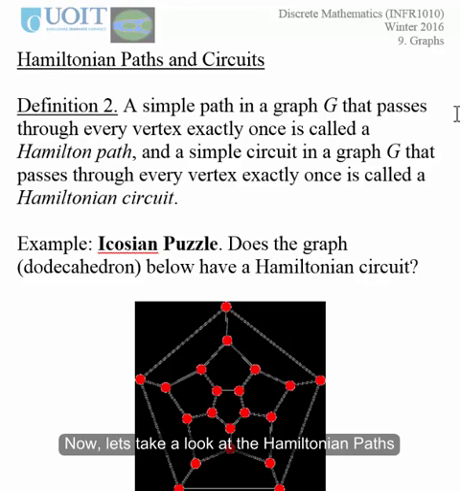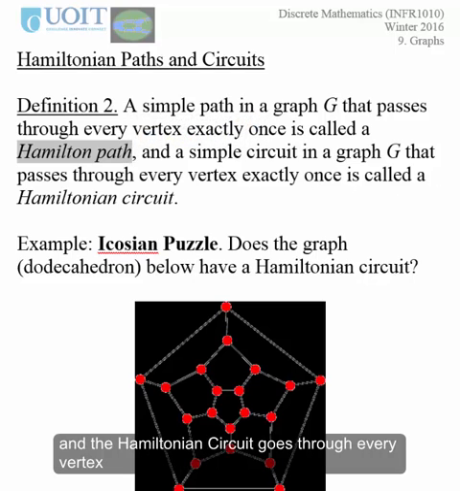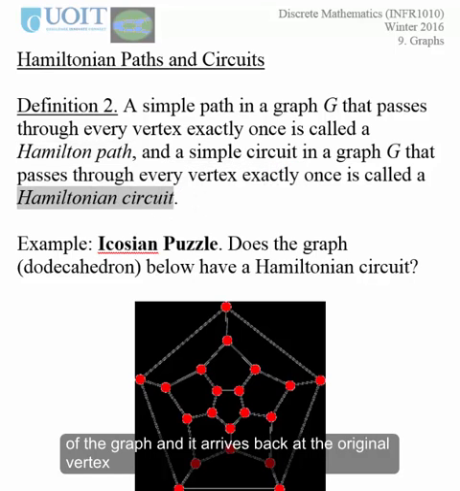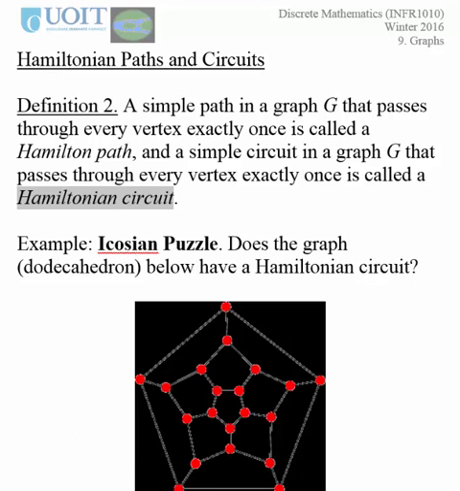Now, let's take a look at the Hamiltonian paths and circuits. First, we have the Hamiltonian path. So the Hamiltonian path goes through every vertex of the graph. And the Hamiltonian circuit goes through every vertex of the graph, and it arrives back at the original vertex. And exactly once. So it passes through these vertices exactly once.